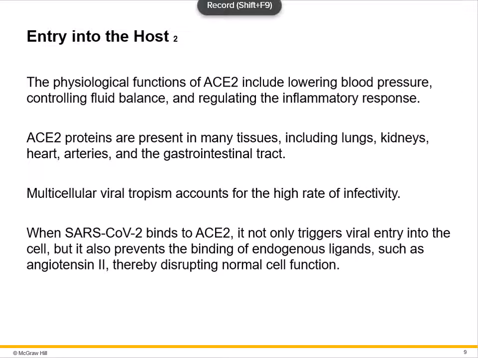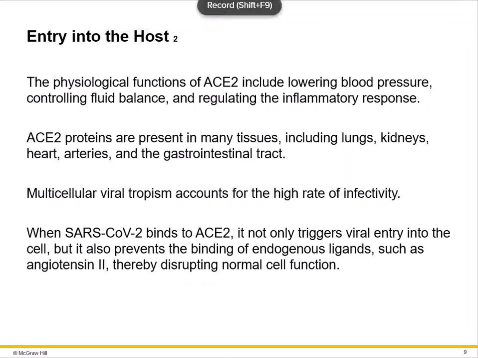ACE2, which is the receptor used by SARS-CoV-2 to enter the cells, has a normal function of controlling blood pressure, fluid balance, and some inflammatory response throughout the body. This receptor is present in different densities in different parts of the body, such as lungs, kidney, heart, arteries, and gastrointestinal tract. The amount of ACE2 receptor is also controlled by the amount of testosterone in the body. So we will see a little bit of the difference between how this disease behaves in males versus in females.